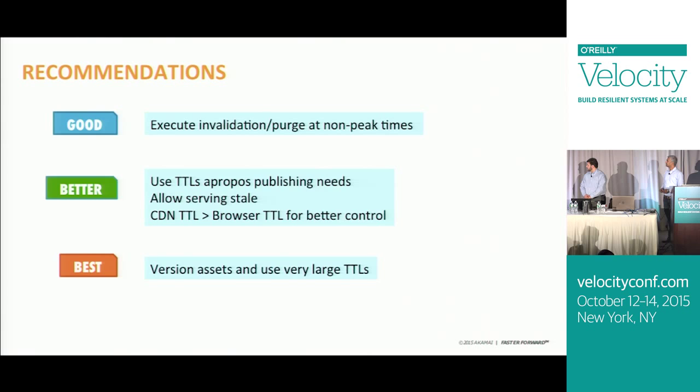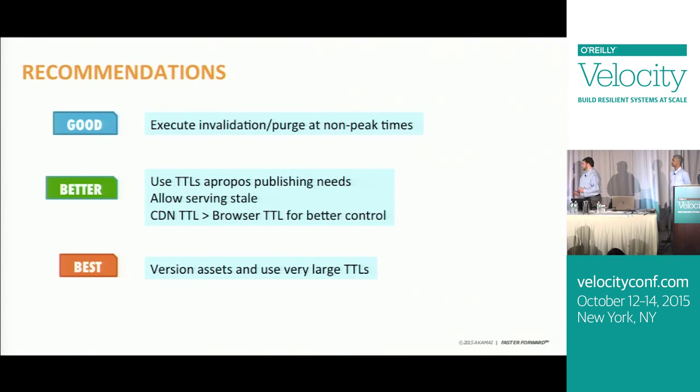So this is the last one. Right. So in terms of the caching strategy or invalidation recommendations, if we take a look at this in terms of good, better, and best, a good strategy would be to execute invalidations and purges at non-peak times, to use APIs to only invalidate or purge what's changed, and so forth. A better one would be to use TTLs that are appropriate based on the publishing needs. You also want to allow the content to be served stale. For example, if you're unable to revalidate with the origin, you can still serve that content stale so that the user gets something instead of nothing.